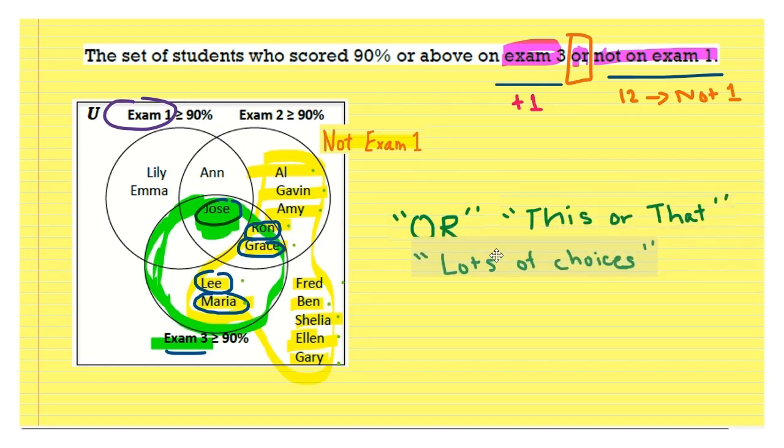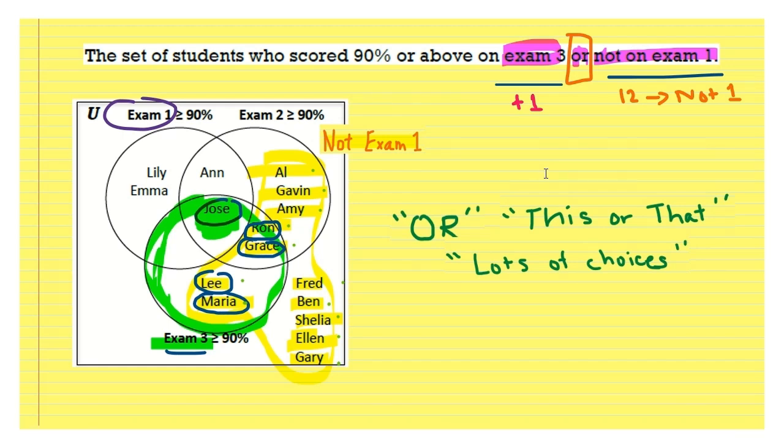It means lots of choices. You can think of it like, do you want all of this cake or do you want all of that pie? So it's lots of choices. It can be everything on the pie table and everything on the cake table. You can choose from any of those. So we're going to be able to choose from all of the not exam 1, all of the yellow area, and we're also going to be able to choose from all of the exam 3 area, which is the green circle.